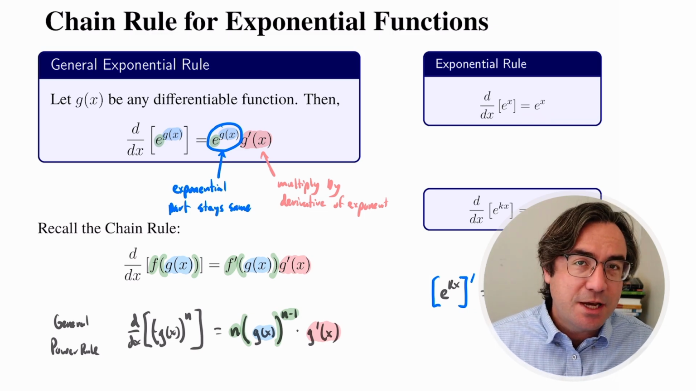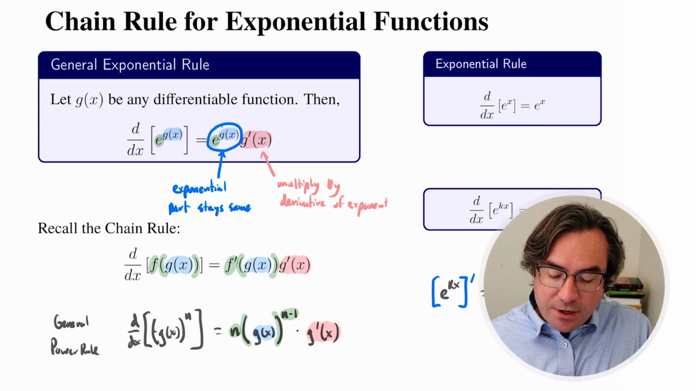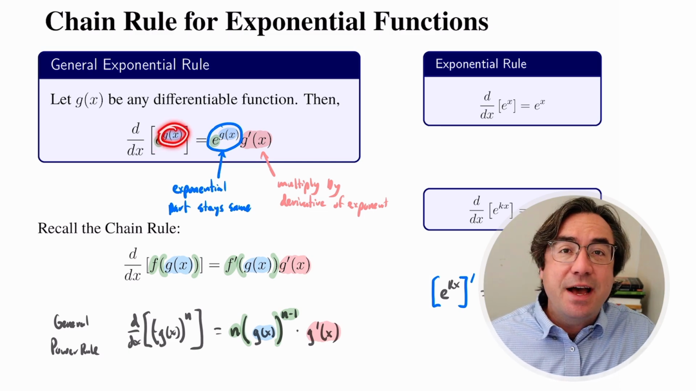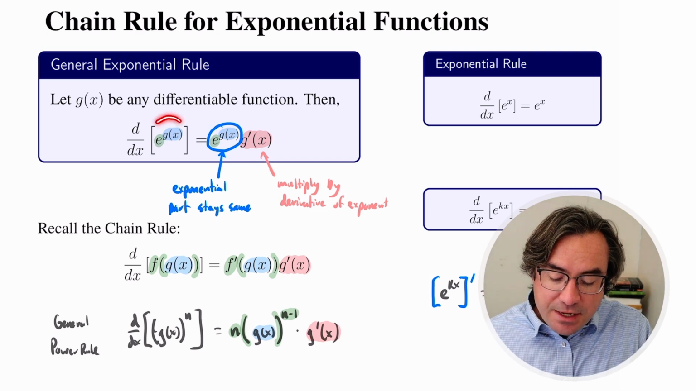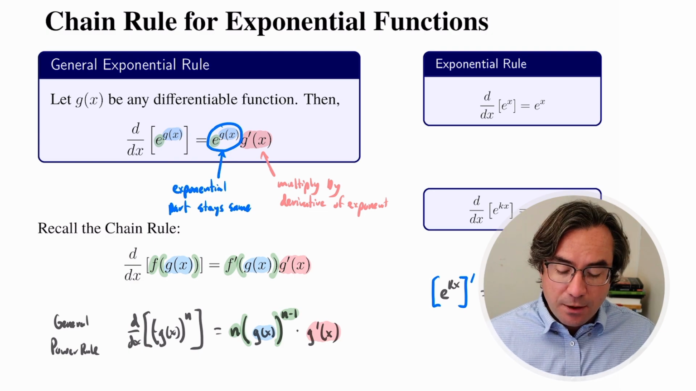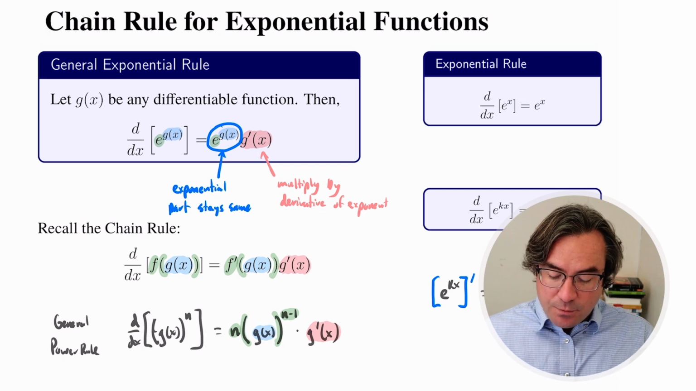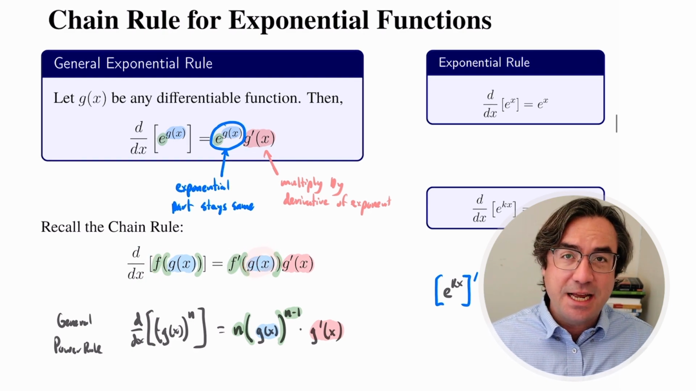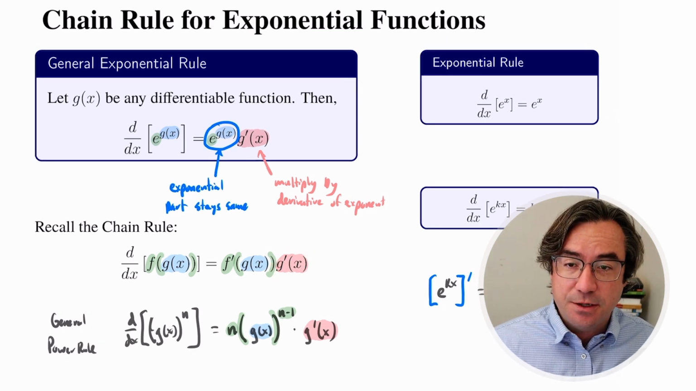What this general exponential rule says is if we have a composition where e to the x is the outer function and g of x is the inner function, the term inside the exponent, we differentiate e raised to the power g of x using the chain rule. Remember, chain rule says we differentiate the outer function, keep the inner part exactly the same, and then multiply by the derivative of the inner function.